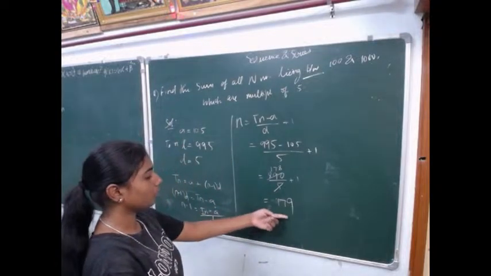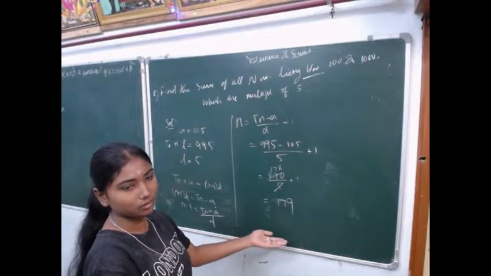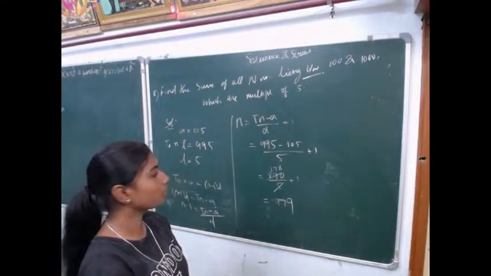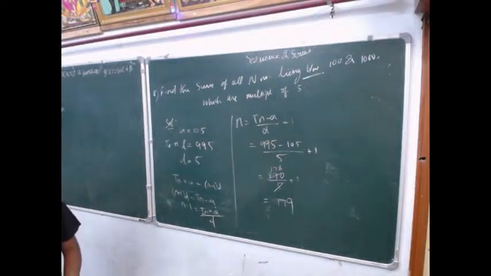What is the nth term? 170. N, not nth term. N is equal to 179. Very good. Now you can proceed with the formula of the sequence. Is it not?